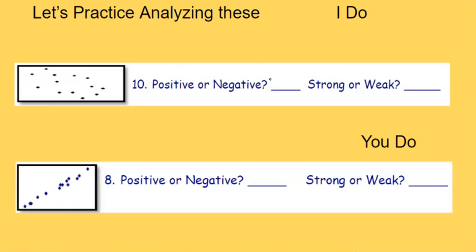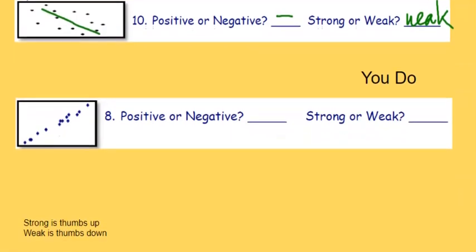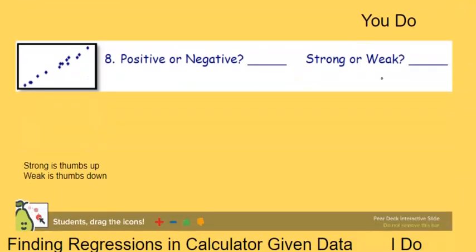Let's practice with some scatter plots. So, this arrangement right here, it looks like it is negative. It's a very, very weak negative. Okay, on the next slide, how about this one? Is this positive or negative? Strong or weak? Plus or minus for positive, negative, thumbs up, thumbs down, strong or weak. Drag those icons.